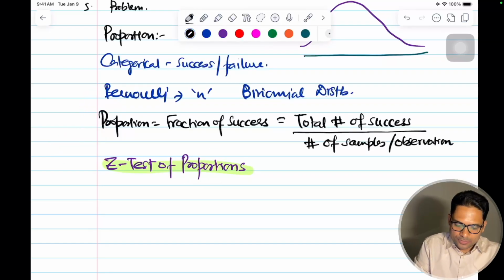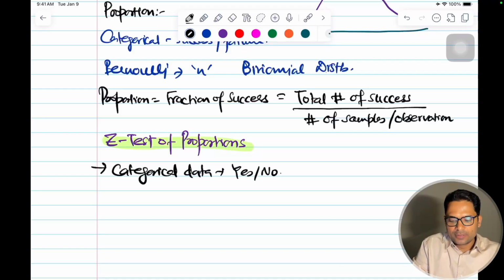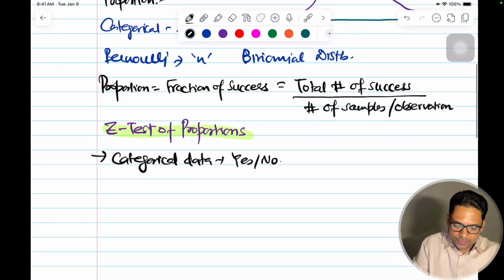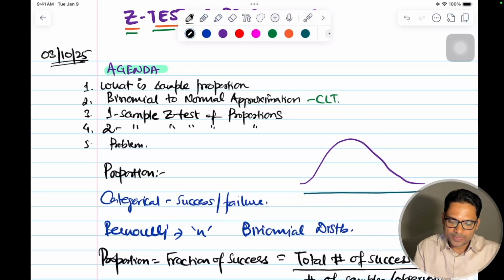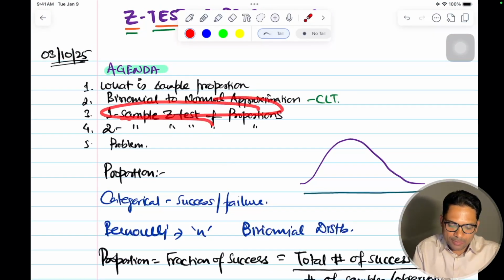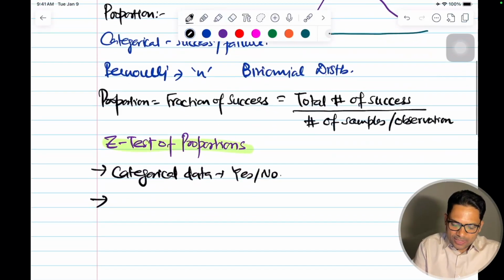So when we are dealing with categorical data, yes, no, success, failure, that kind of success, failure, we have seen that. And whatever is the observed proportion, as I mentioned earlier in the agenda, we have one sample z-test or two sample z-test. So it's similar to the one-sided t-test, z-test, like that.